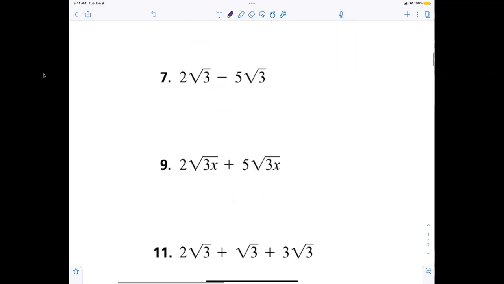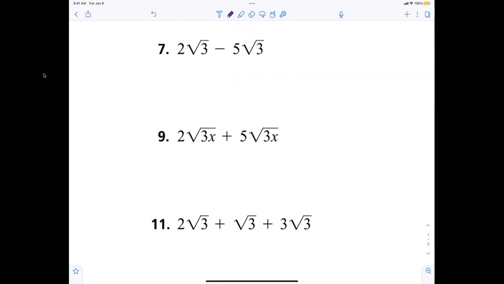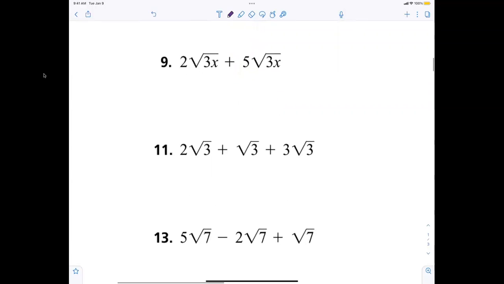All right. Now, number 7. What is that? Yes, negative 3 radical 3. That's how easy. Anybody have any issues? So, number 9, obviously, 7 radical 3x. This is radical 3x. I have 2 of them. This is radical 3x. I have 5. Altogether, I have 7 radical 3x.